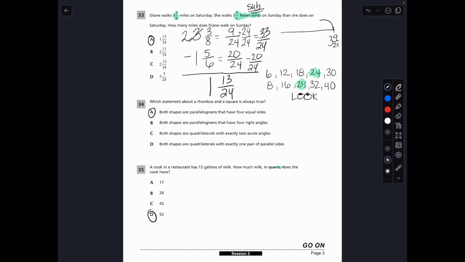And now I can subtract in pieces. So I'm going to subtract 1. So now I'm at 2 and 9 over 24. But I still need to subtract what number? I need to subtract 20 over 24. So I could take 9 over 24 and just get to 2. And then take away another 11.